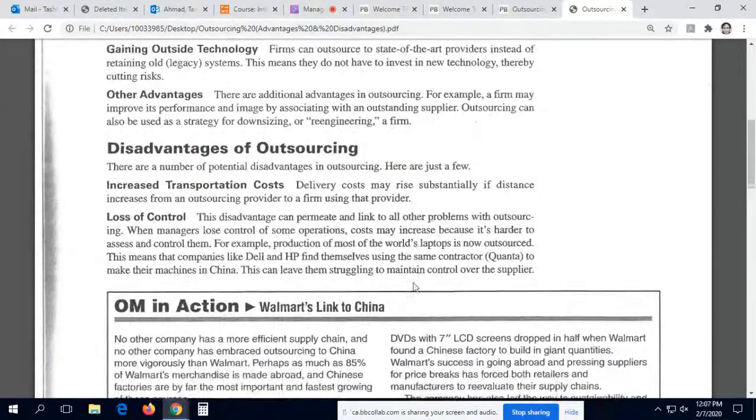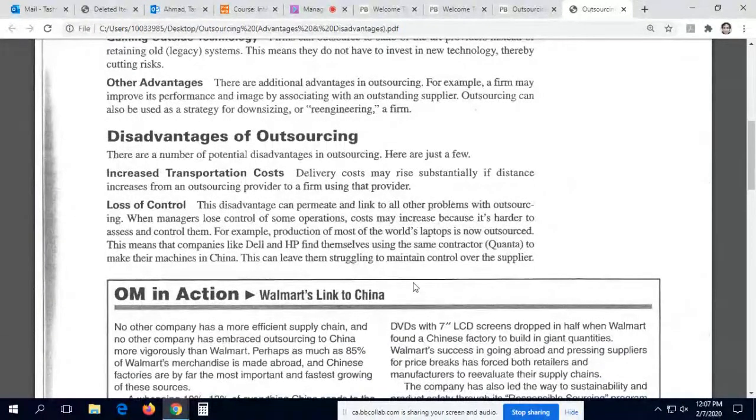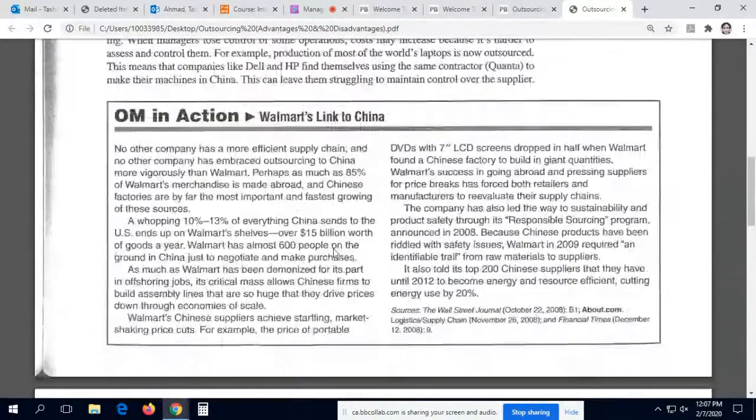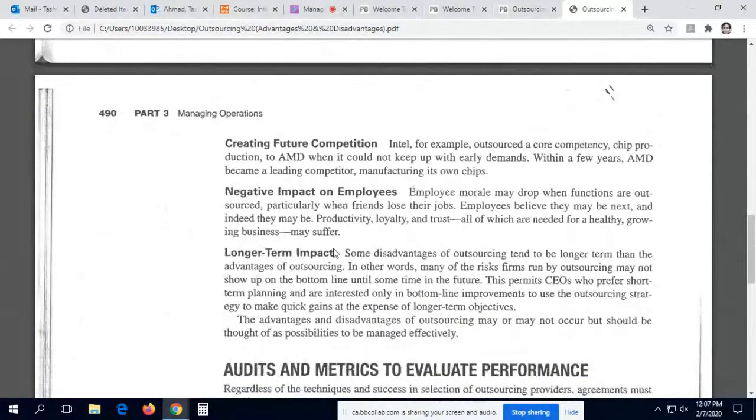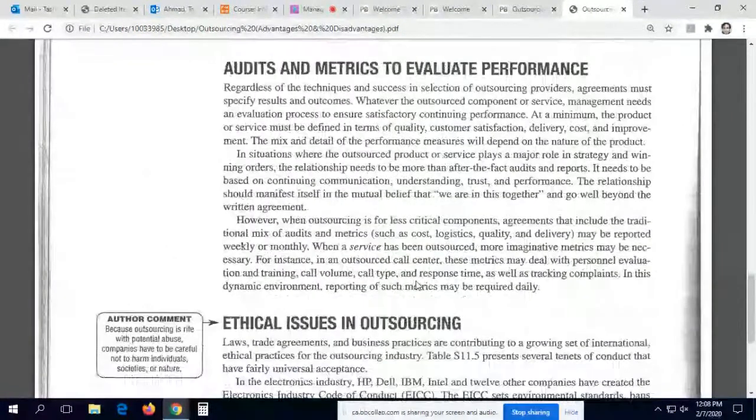What can be some of the disadvantages? The opposite of the advantages are the disadvantages. For example, you are losing the control which you would have on the production or anything if you were doing it on your own. Increased transportation cost, yes, because bringing in the product, bringing in the raw material, whatever you are outsourcing, it can increase your cost, especially if it is a tangible product. A negative impact on employees can be there. Long-term impact, different types of things can be there. So you can think about that.